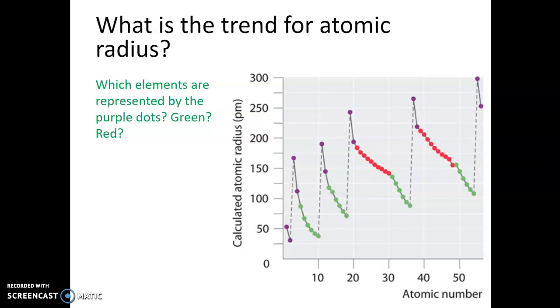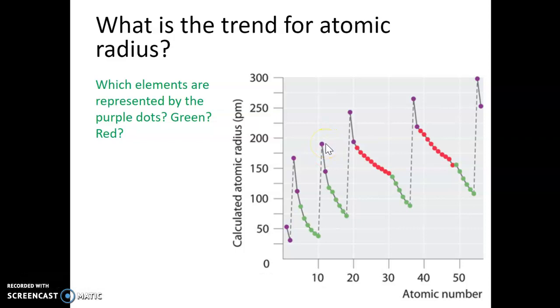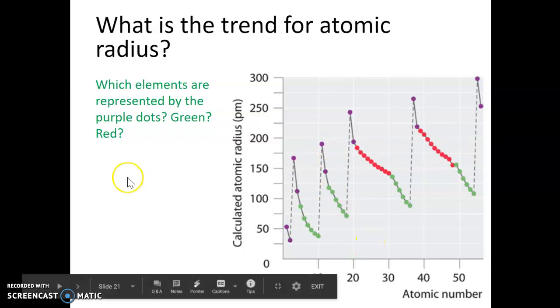So we've got like hydrogen, helium, lithium, beryllium, boron, carbon, nitrogen, oxygen, fluorine, neon, and then up here, this is sodium, and then we go through again, okay?